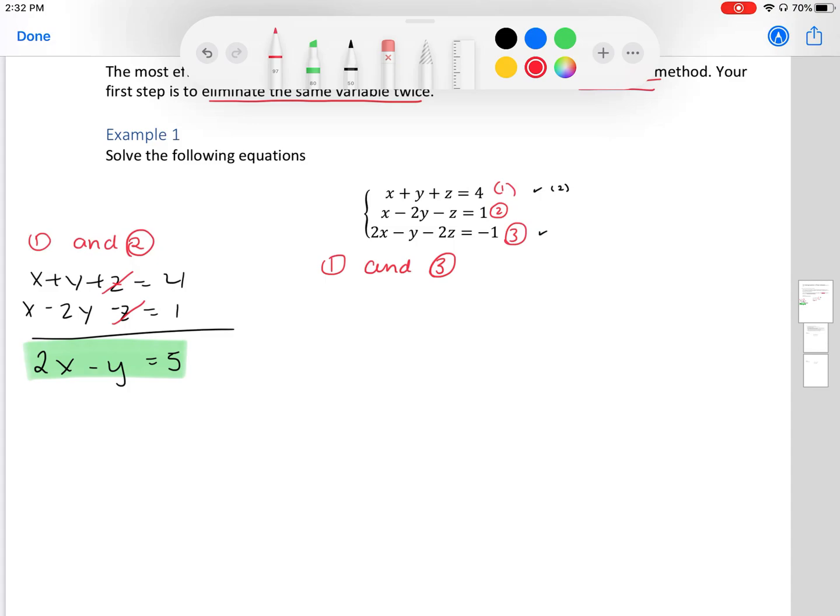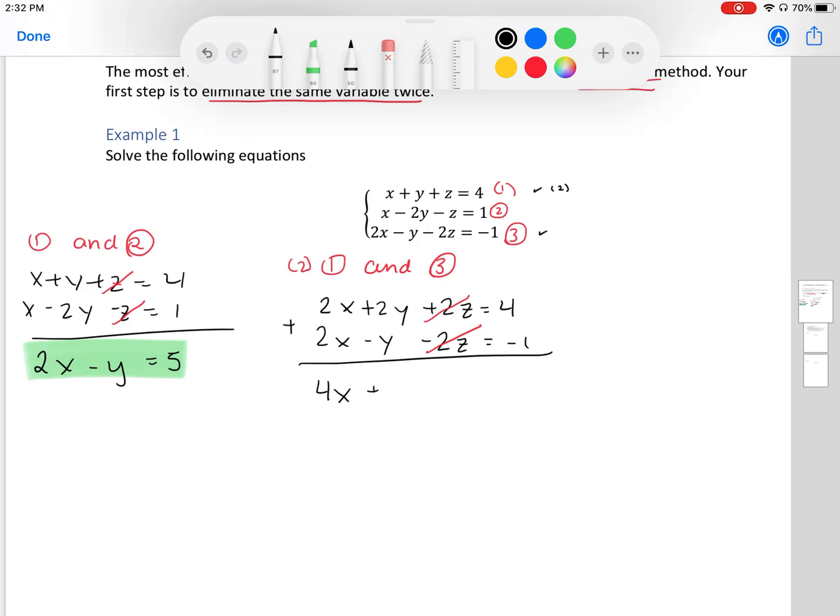We're going to multiply equation 1 by 2, so that I have 2x plus 2y plus 2z is equal to 4, and add equation 3. Equation 3 is 2x minus y minus 2z is equal to negative 1. Let's add them, and our z's add to make 0, which is what we wanted. So I have 2x plus 2x is 4x, 2y minus y is plus y, and 4 plus negative 1 is 3. This is our other equation.